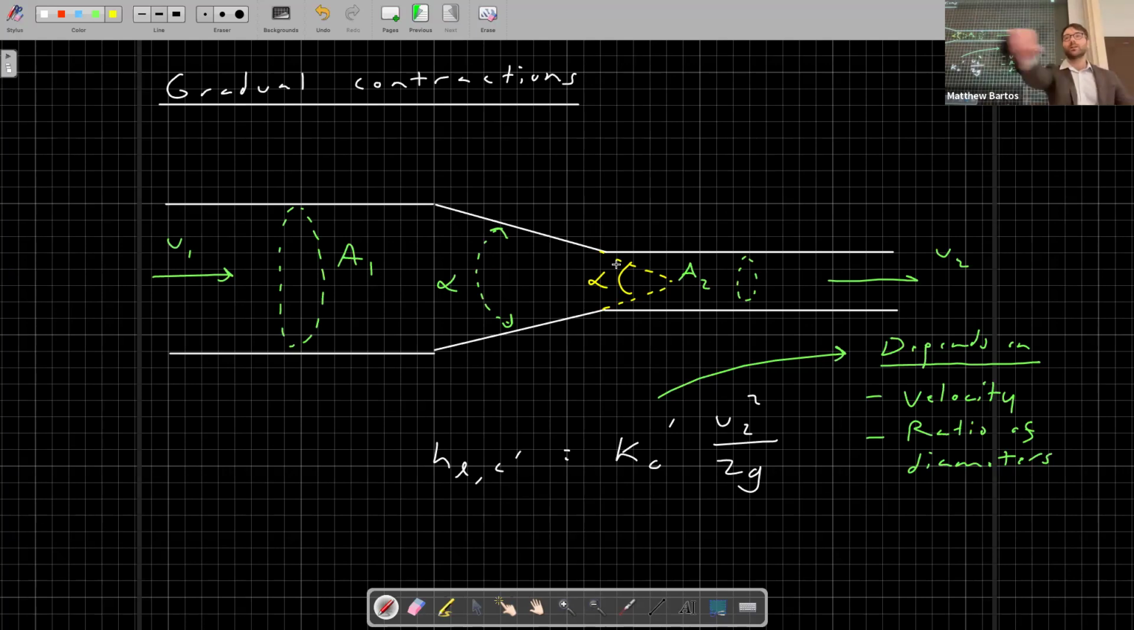Questions on gradual contractions? Yes. So those are the same. Yes, that alpha there and that yellow alpha there are the same. I'm just trying to make it clear what that angle is.